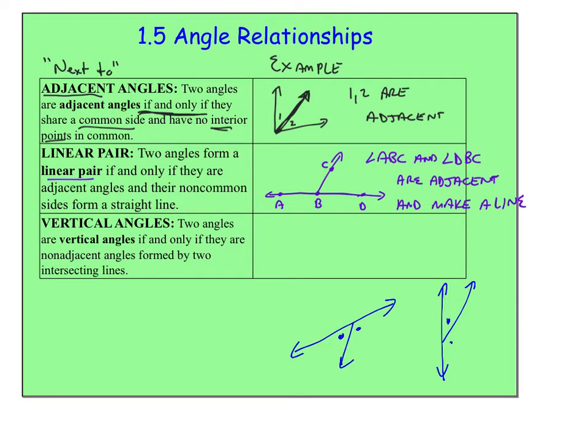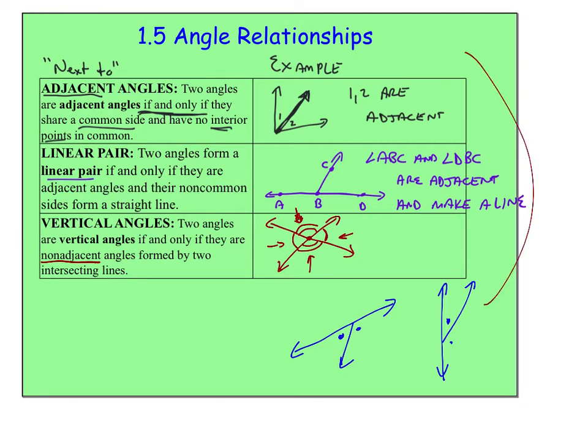Vertical angles look like this. Basically vertical angles are when two lines intersect, you have two sets of vertical angles. So you have this angle and this angle. These two are going to be congruent. And then you have these two here, the top and bottom. They're the non-adjacent angles, the angles away from each other, and they're going to be congruent. So these two angles are always going to be congruent. These two angles are always going to be congruent.